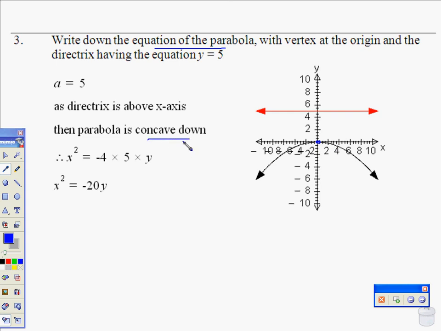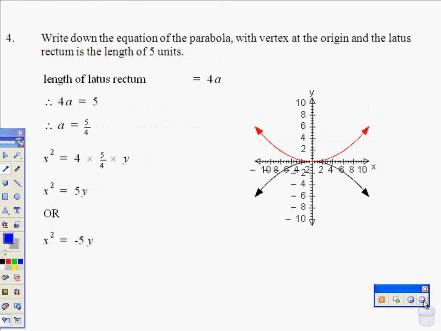So concave down, which means it's going to be negative. So it's going to be of the form x squared equals negative 4ay in this case. So x squared equals negative 4 times a, and we've got to find a. a is equal to 5 because the distance between the directrix and the vertex is also the focal length. So we know that's a distance of 5 units there. That's where a comes from. We substitute that in, which gives us minus 20y. Again, a negative there would indicate that it's concave down. x squared equals minus 20y is the equation of a parabola that's concave down. So you've got to be careful about that situation.